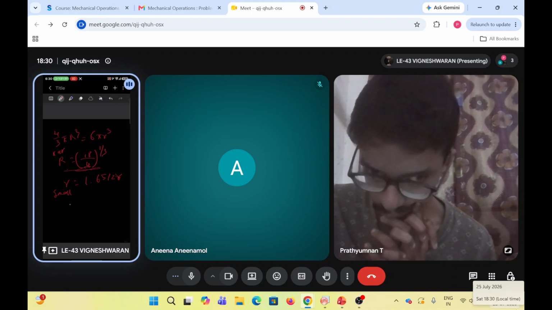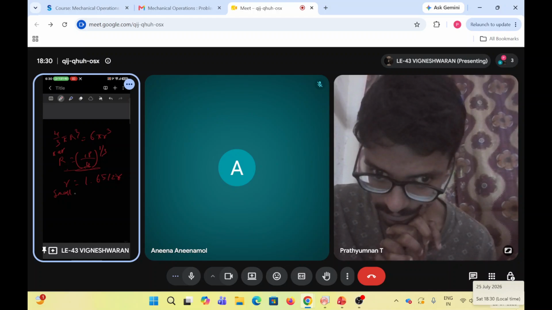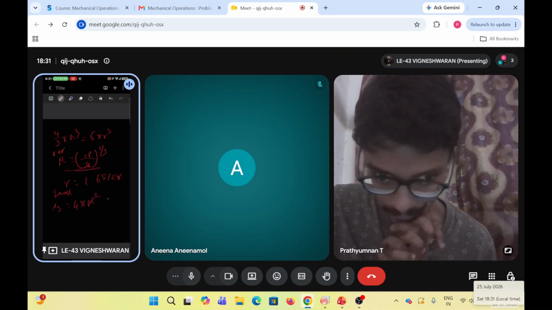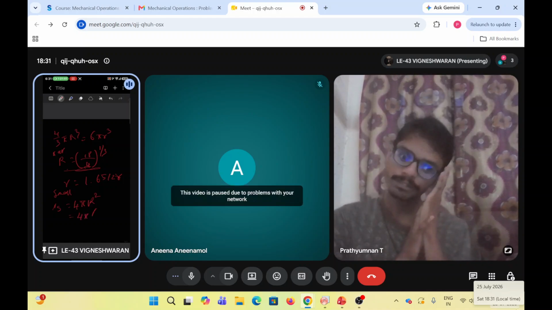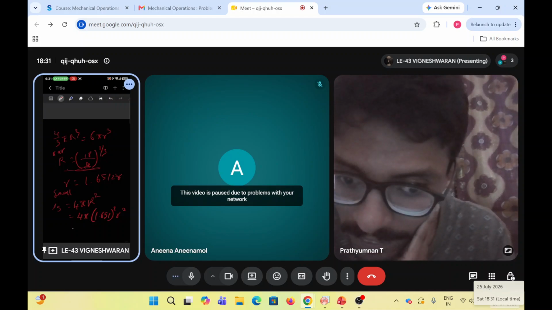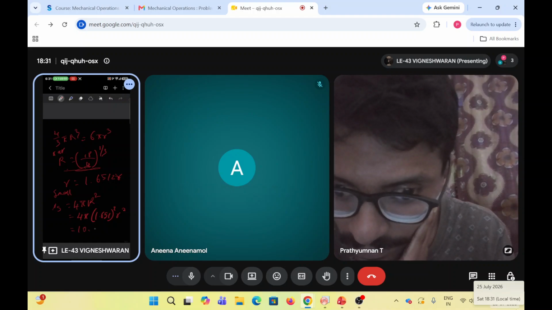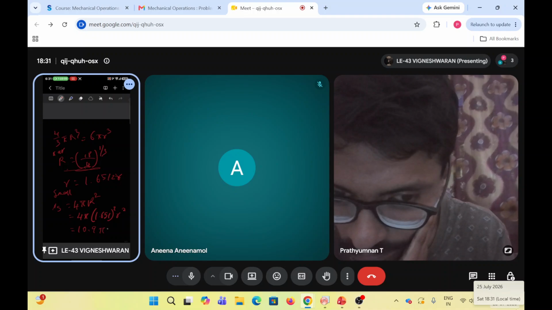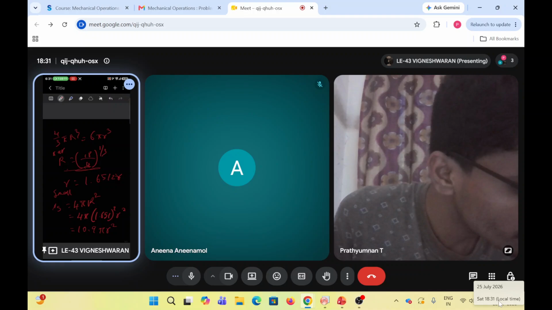Now the surface area of the sphere, sir, is 4 pi r square. Now we need 4 pi times 1.651 square r square, sir. It gives 10.9 pi r square. Okay. Yeah, now we need the specificity, sir.